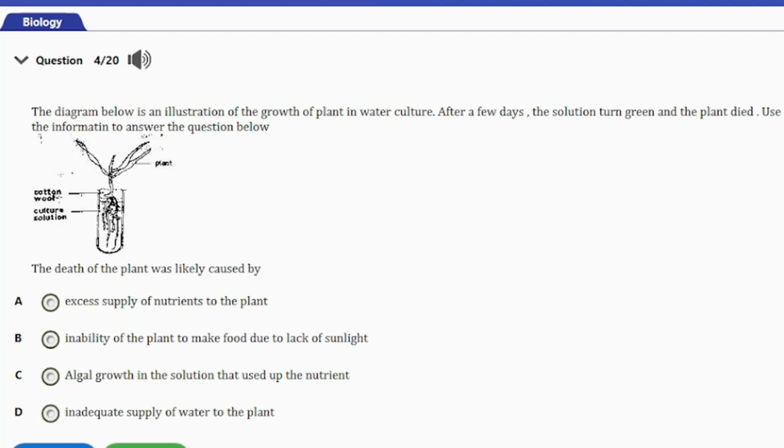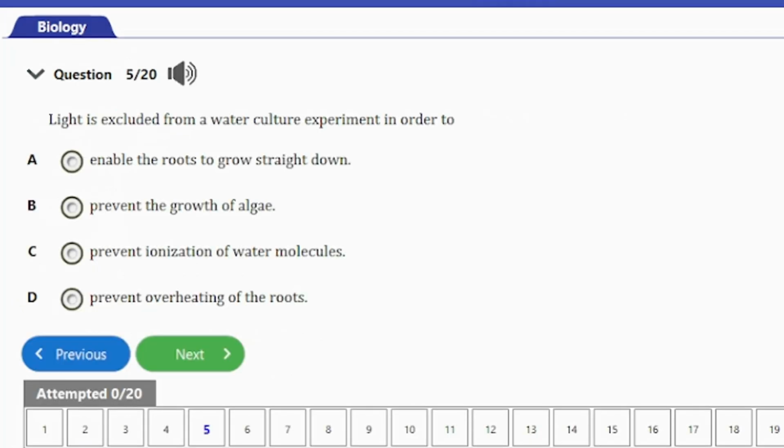The answer to this question is option C, algal growth in the solution that used up the nutrients. The death of the plant was caused by the growth of the algae, since from the information we have here, the solution turned green and then the plant died. The algae that grew in the water made use of the nutrients that the plants were supposed to use, leading to the death of the plants. So let's consider the next question.